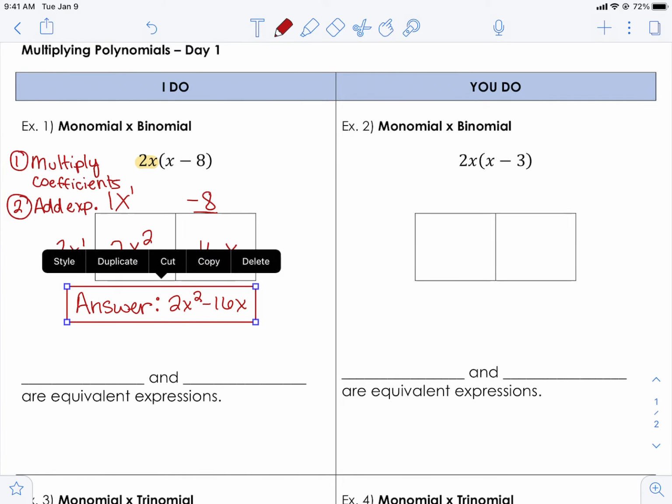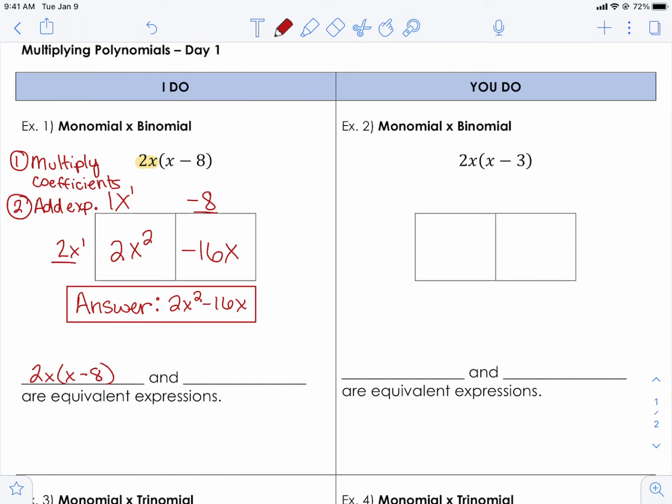Okay, now at the bottom it says blank and blank are equivalent expressions. Well, what we started with, the 2x times x minus 8, and our final answer, 2x squared minus 16x, are equivalent expressions. Okay, equivalent just means something that's equal to. So I want you to take a second, pause the video, and try example 2 on your own.